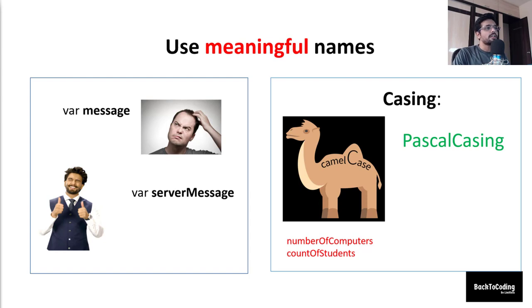Also make use of casing while declaring a variable, like we have camel casing, Pascal casing, etc. In Pascal casing, we capitalize each word, whereas in camel casing, the first word is not capitalized and everything else is similar to Pascal casing. Usually in Kotlin, people prefer to use camel casing and it is declared like this: number of computers or count of students, etc.